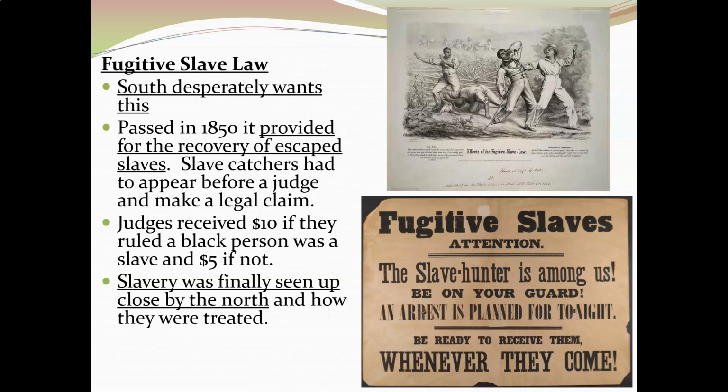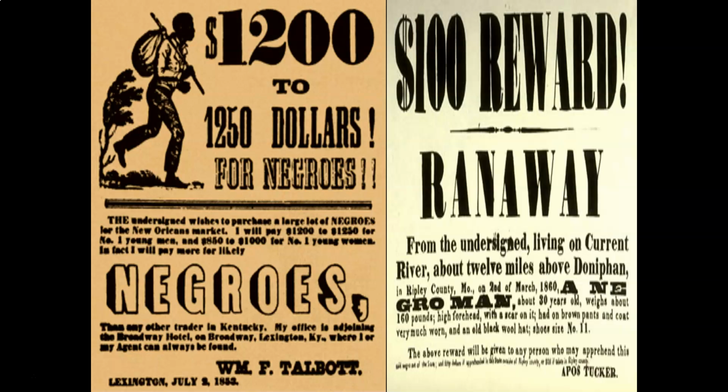Slavery was finally, however, seen very up close in the North, and they saw how these slaves were being treated. Especially at this time, in the last 20 to 30 years of history, it's really where we get a lot of the violence with slavery, because you had Nat Turner's Rebellion, you had people trying to take slavery away, and it's almost like Southerners tried to tighten their grip over their slaves because they didn't want them to be taken away.